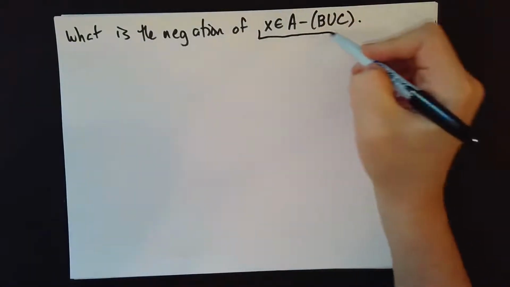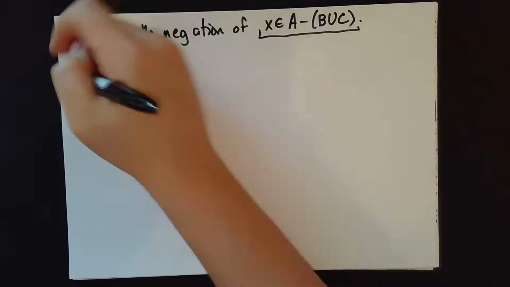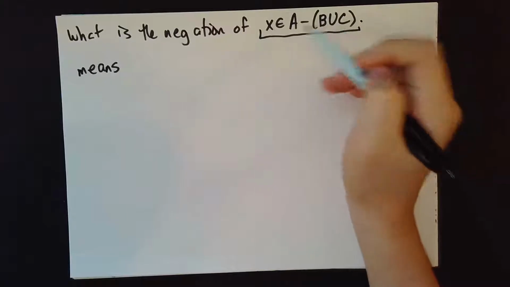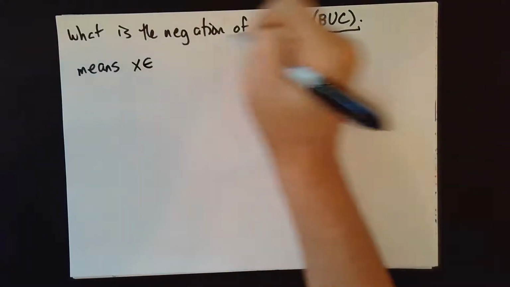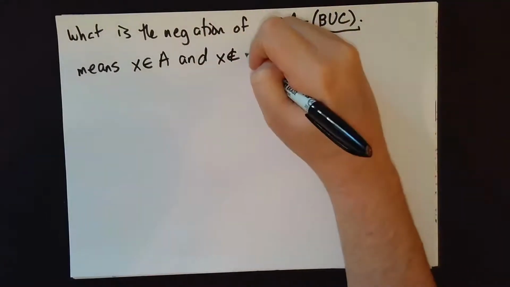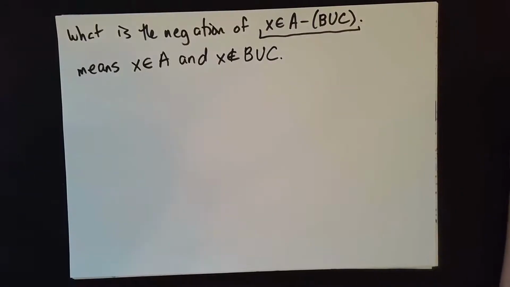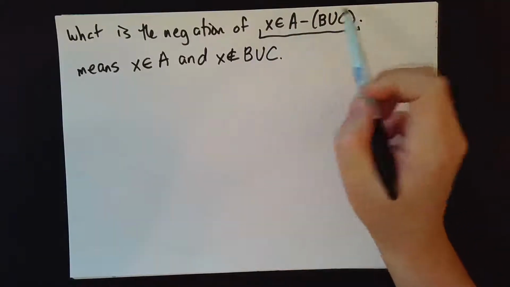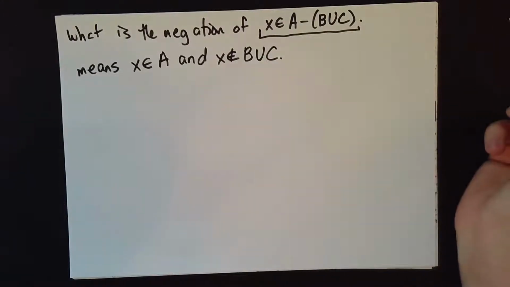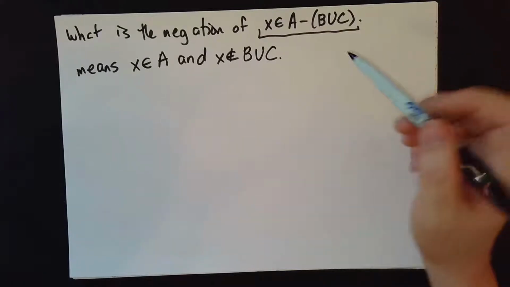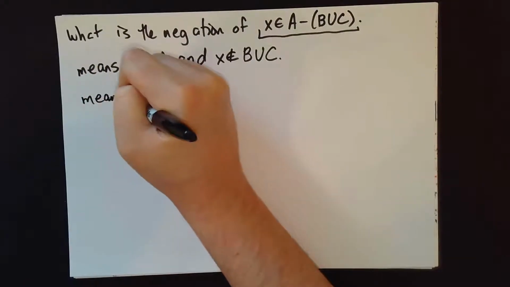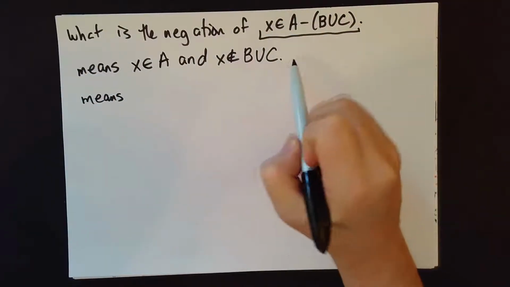Okay, so before I can write out the negation, I have to write out what this means. For X to be in A minus B union C means X is in A and X is not in B union C. That's just literally the definition of set difference. To be in A minus B union C means that X is in A and X is not in B union C. But X is not in B union C, well, that just means X is not in B and X is not in C.